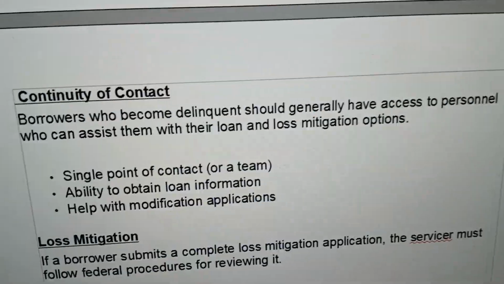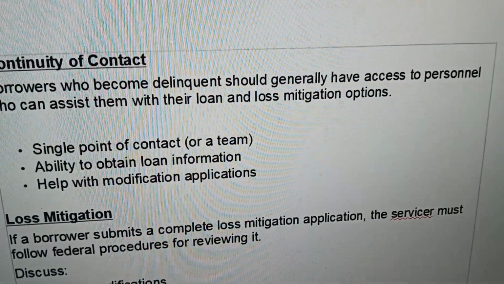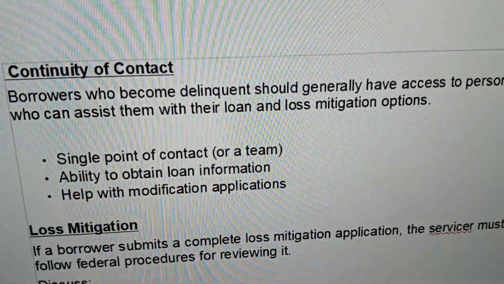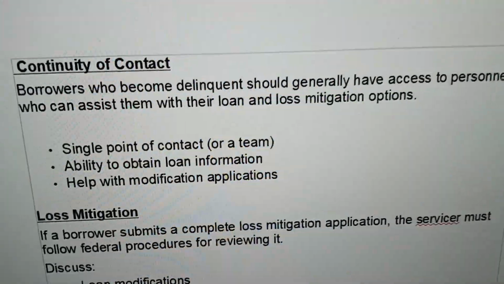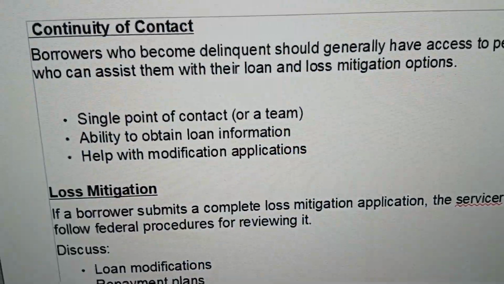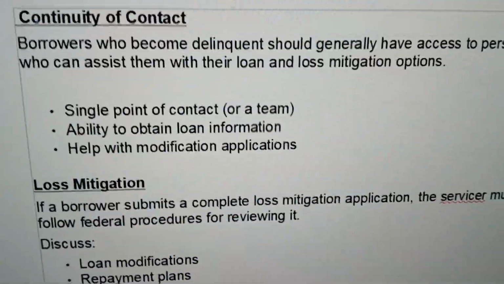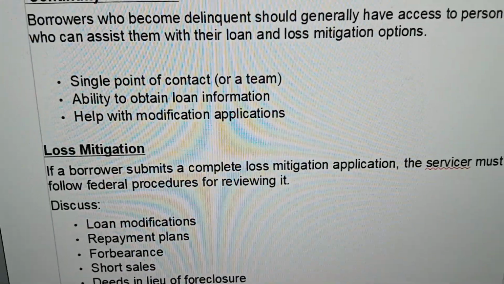Continuity of contact. Borrowers who became delinquent should generally have access to personnel who can assist them with their loan and loss mitigation options, meaning you get a single point of contact or a team, ability to obtain loan information, help with modification applications.